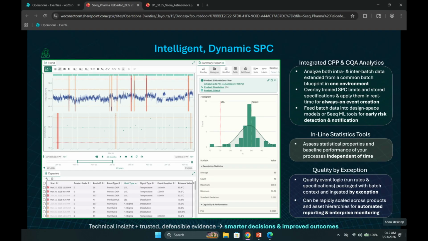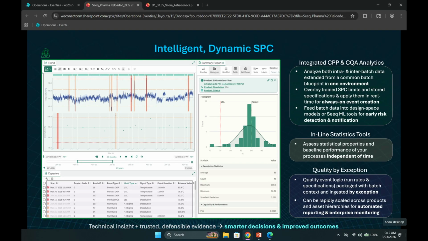So once we have this batch blueprint, then we can perform our SPC analytics on top. So I have another workbench view here. Again, not going to get too far into the weeds, but in the top left-hand corner, we can see we're looking at maybe one product and all the batches over a certain period of time.